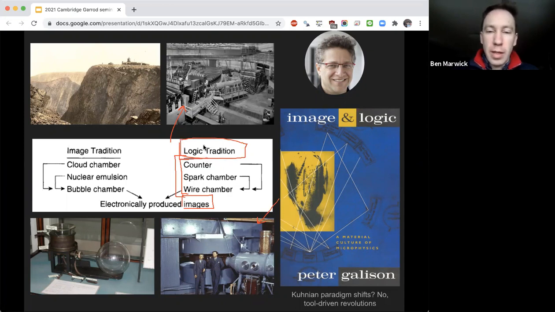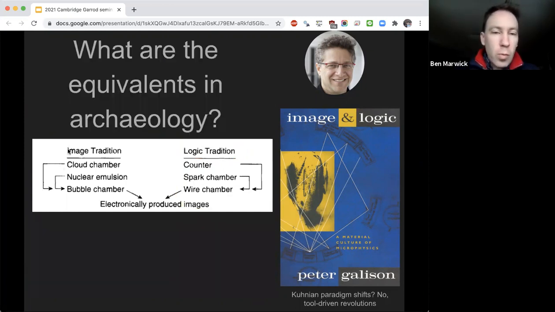He says the logic gates of a microprocessor, for example, are the dominant thing that's going on in this tradition. And so I think, what are the equivalents of these in archaeology that might point us to some opportunities for undoing or mitigating these three colonial logics that we've just discussed?